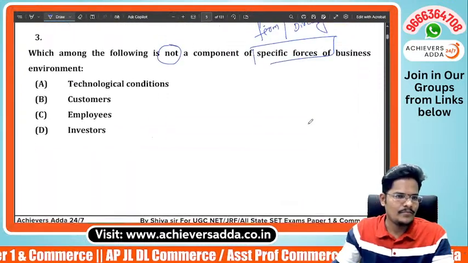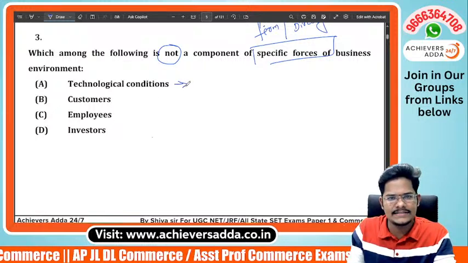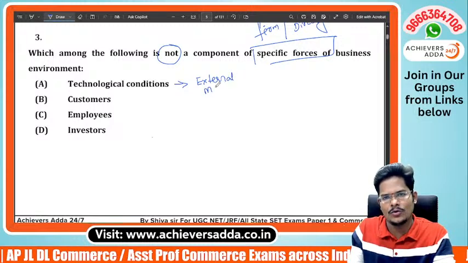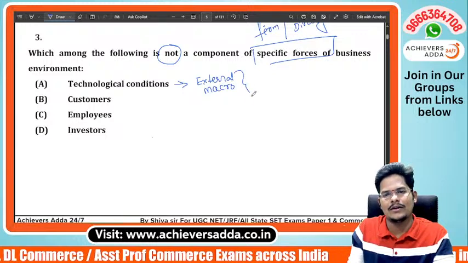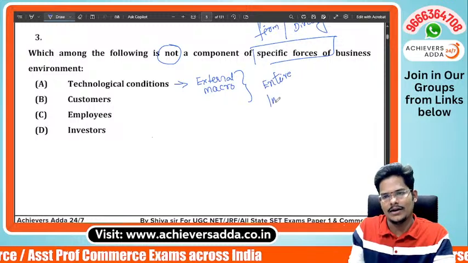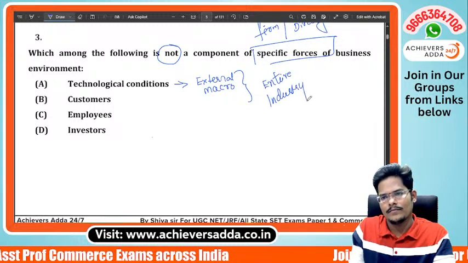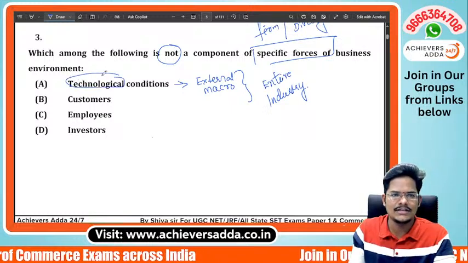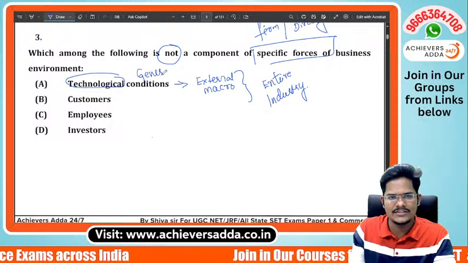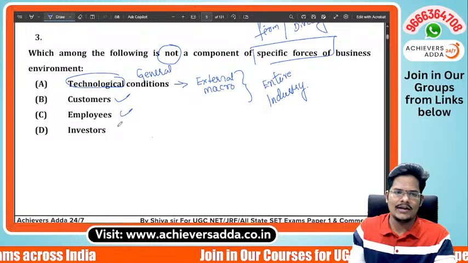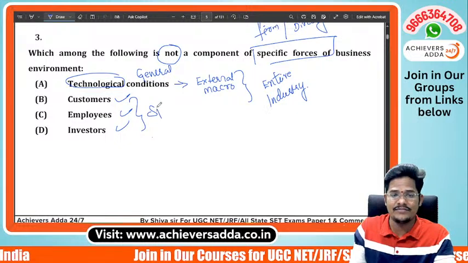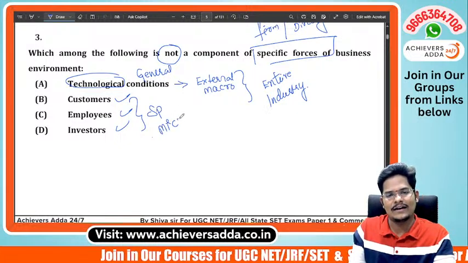So answer will be A. Technological is an external macro environmental factor. External macro means this is going to have an impact on the entire economy or entire industry, we will say. Technological conditions, that's a general force. So this is a general force rather than specific force. Customers, employees, investors are part of these specific forces, which are micro external factors.